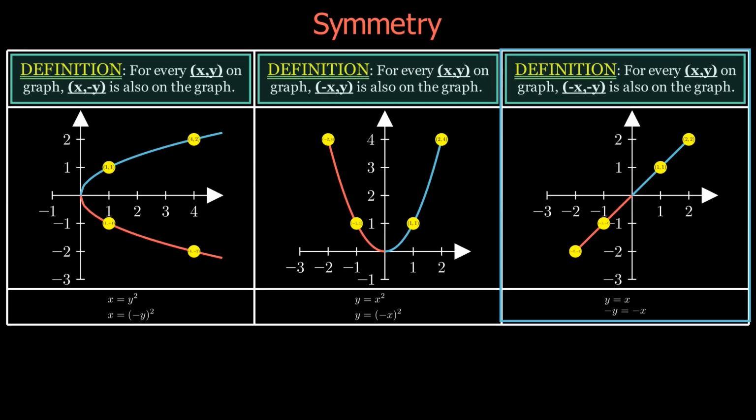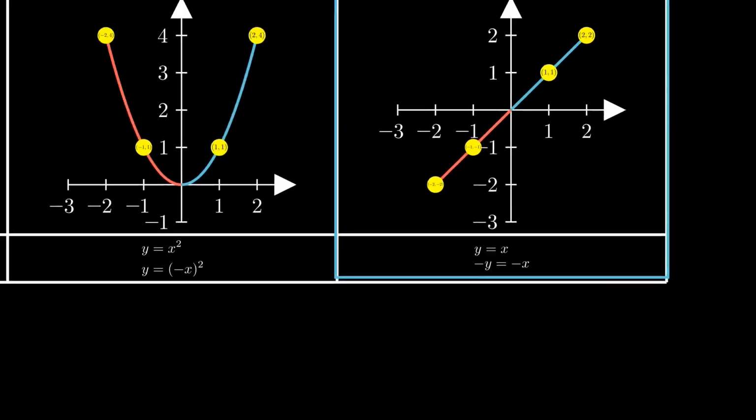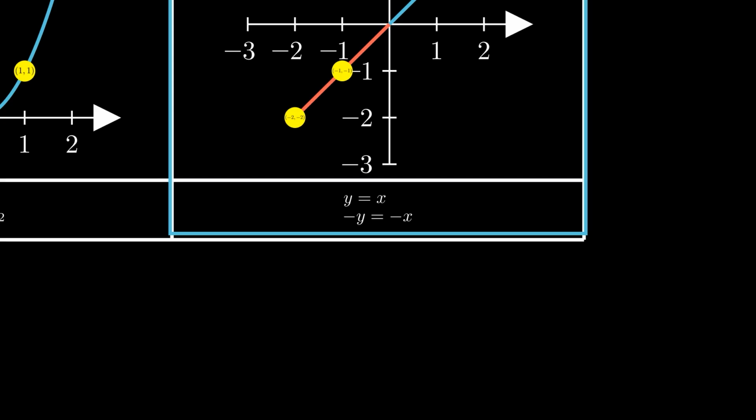And as you might have guessed by now, we can determine if the graph is symmetric with respect to the origin by looking at its equation. If the equation remains the same when x and y are replaced with negative x and negative y respectively, then the graph is symmetric with respect to the origin, which is indeed the case for this equation.